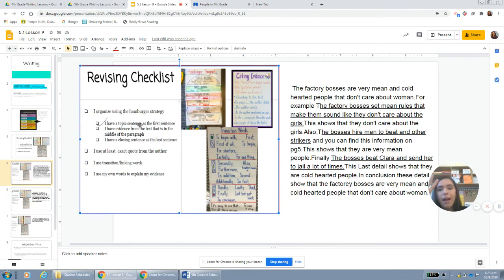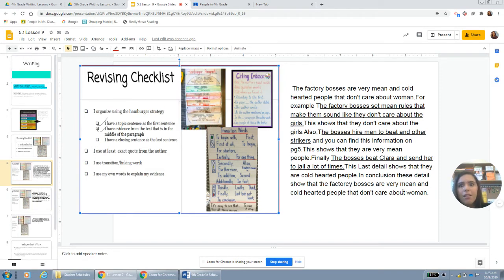So, yes, they have evidence from the text. So, we're going to go ahead and put a check there. They have three pieces of evidence. And the last thing they need is I have a closing sentence as the last sentence. Let's read it. In conclusion, these details show that the factory bosses are very mean and cold hearted people that don't care about women. Very good.